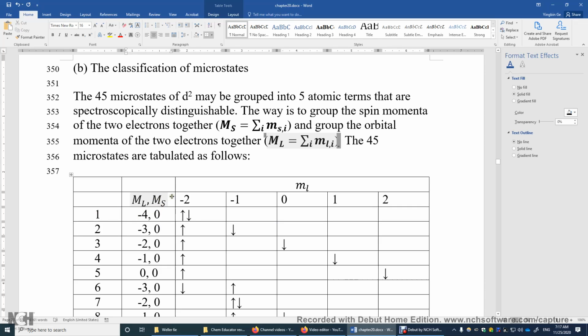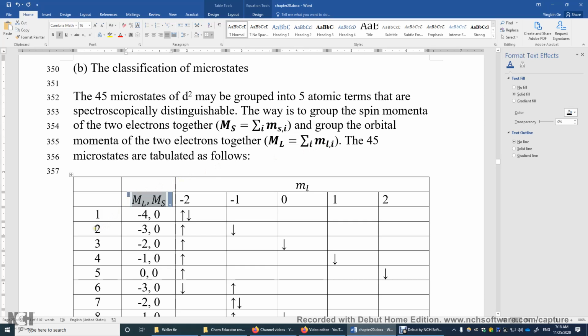Now I want to remind you, for a single electron, we use lowercase m sub s and lowercase m sub l. For a multi-electron atom, when we are grouping their microstates together, we use uppercase M sub L and uppercase M sub S as the sums of the lowercase m sub s and the lowercase m sub l.